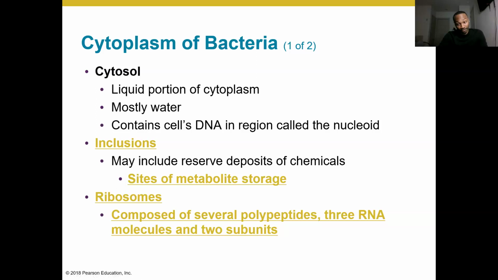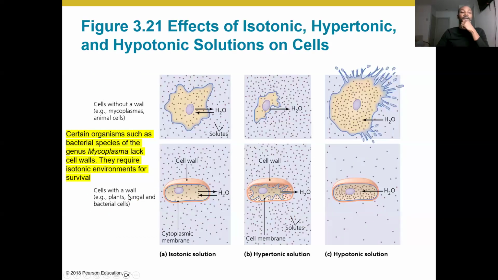ribosomes. Just think about proteins. And so ribosomes specifically, they're going to be composed of several polypeptides and 3 RNA molecules and 2 subunits. So the 30S or the 50S subunits. So remember that about ribosomes. They're going to be made up of polypeptides and RNA.